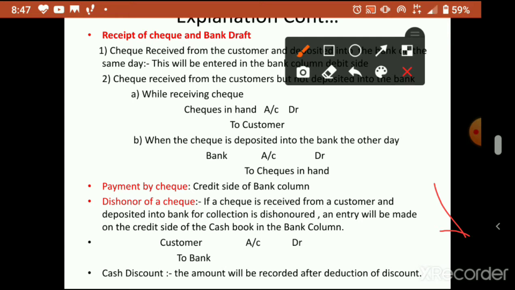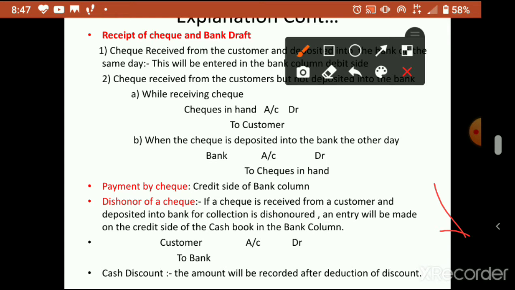Bank sent that check to your bank. But your bank told my bank that in that person's account no money is there, no amount is there. Then what will happen? Check dishonor means it is not honored. Check is not honored. So in that situation, my bank will inform me that the check you submitted is dishonored. So when dishonor happens, what do I have to write in the cash book?